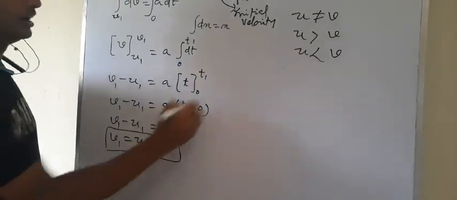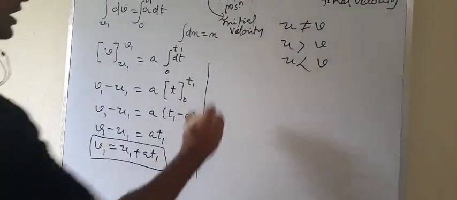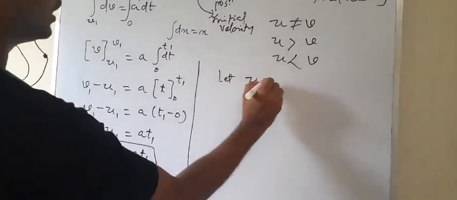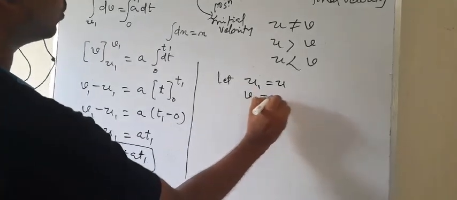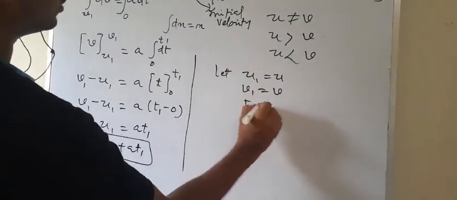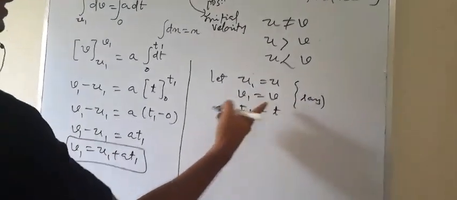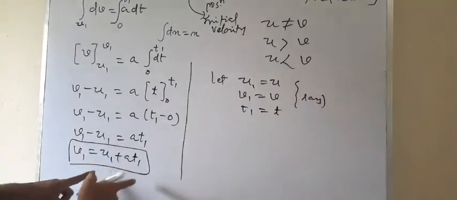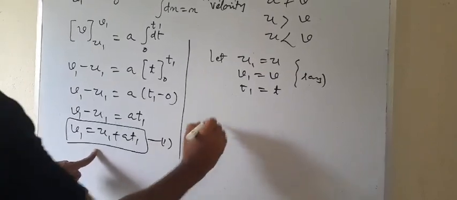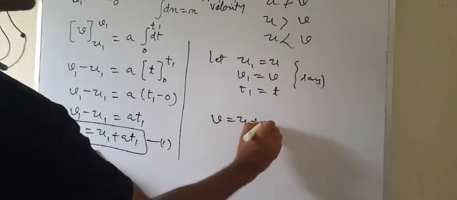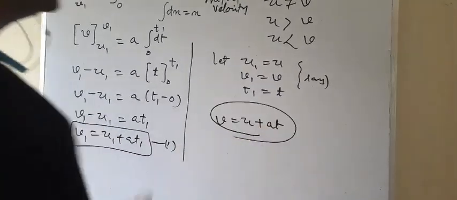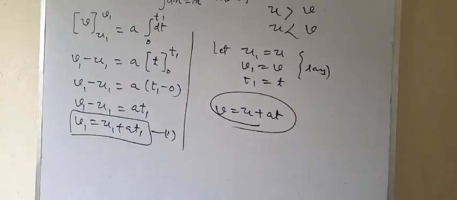So v1 equals u1 plus a t1. Okay, I'll do a little bit of changing. Let us consider u1 equal to u, v1 equal to v, and t1 equal to t. If I put all this in equation 1, I will get v equal to u plus at. So this is my desired equation.